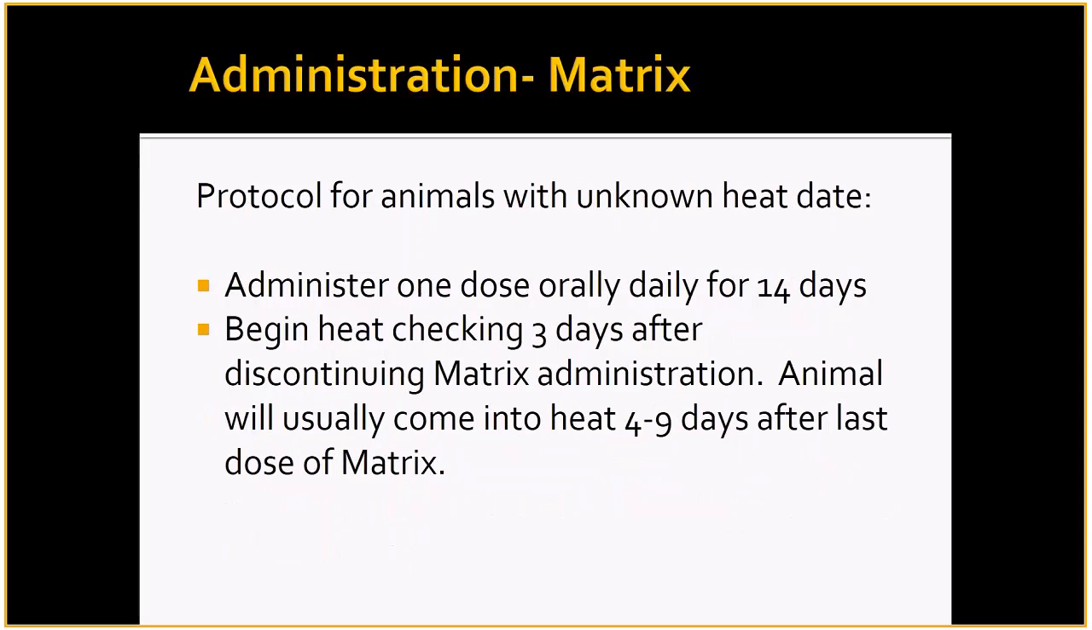So the protocol for animals with an unknown heat date, you're going to administer it once a day for 14 days, and you begin heat checking 3 days after you discontinue the Matrix, and again, should be coming into heat 4 to 9 days after you stop your last treatment.